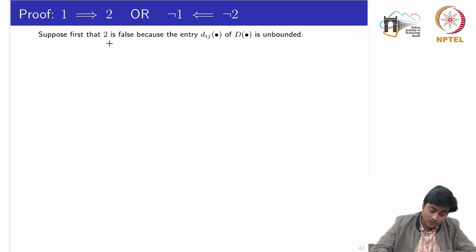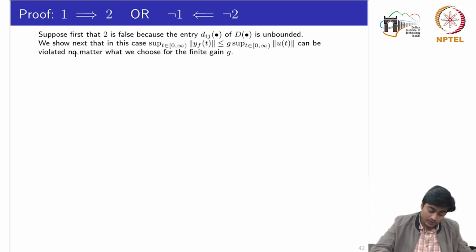Suppose first that 2 is false because the entry dij of this matrix D is unbounded. Okay. So we show next that in this case, the inequality that the supremum of the signal yf over all time t is less than or equal to g multiplied by the supremum over all time t of the norm of the signal u of t is also violated, no matter what we choose for the finite gain g, meaning that there does not exist any gain g.